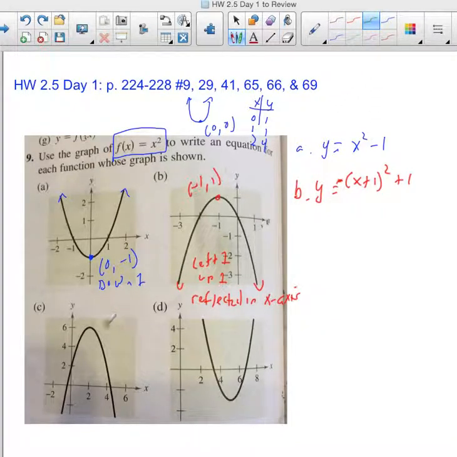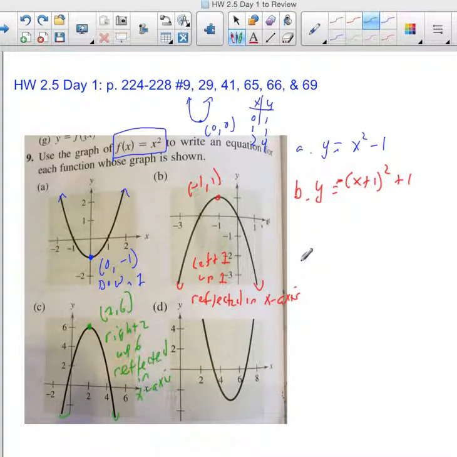Letter C. Once again, we're going to look at the transformations. I'm going to identify the vertex first. The vertex is at the point 2, 6, which will tell me that this graph has been shifted right 2, up 6, and since it's opening downwards, it's also reflected in the x-axis, just like the previous graph was.